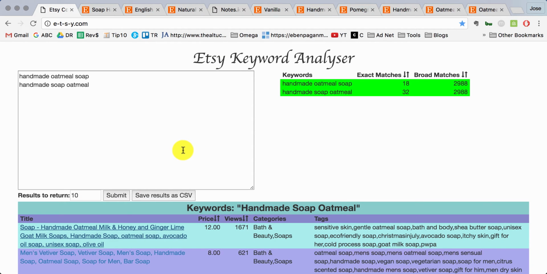Feel free to use the tool however you'd like. I just gave you all some examples of what you can do.